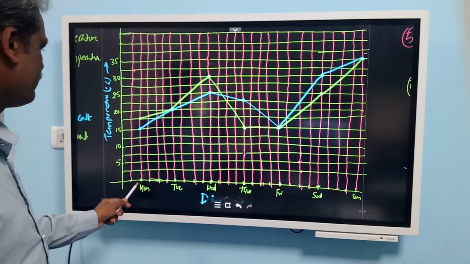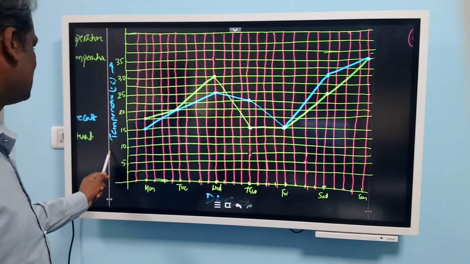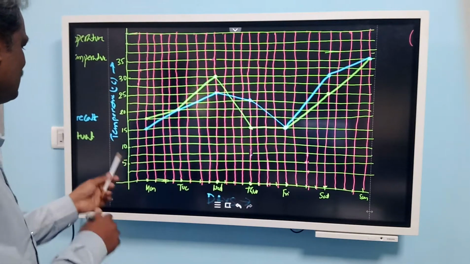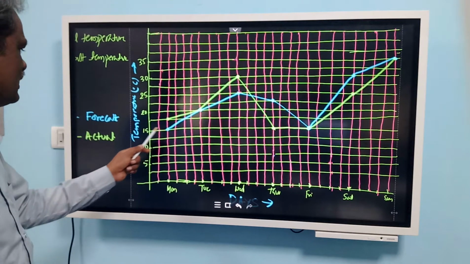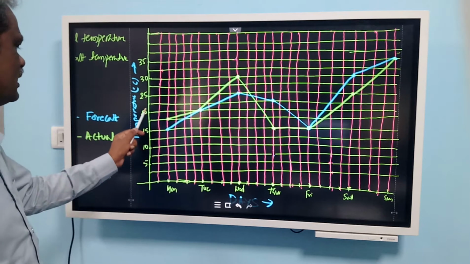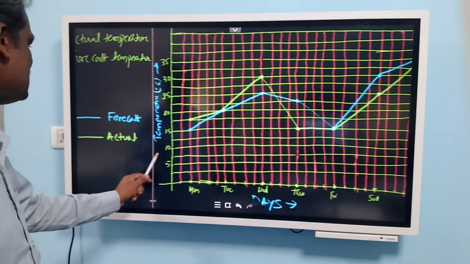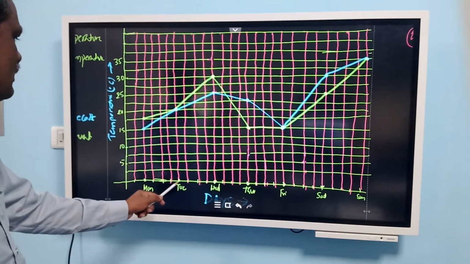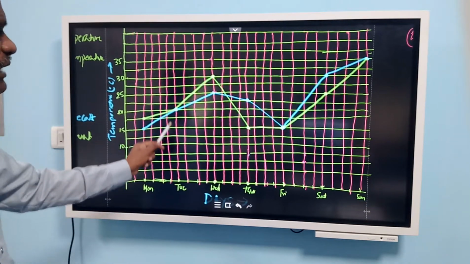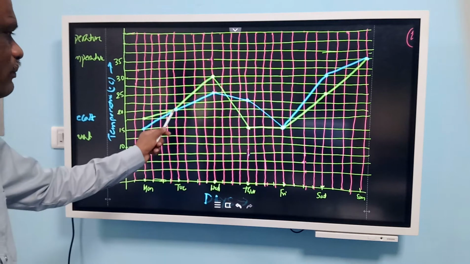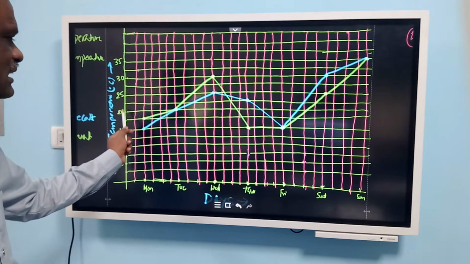Now on Monday, the forecast temperature is 15 degrees. You can see here 15 degrees. Then in between 15 and 20, what is the temperature? 17.5. It is the actual temperature. Now on Tuesday, both forecast and actual temperature are coinciding, that is the same 20 degrees Celsius.